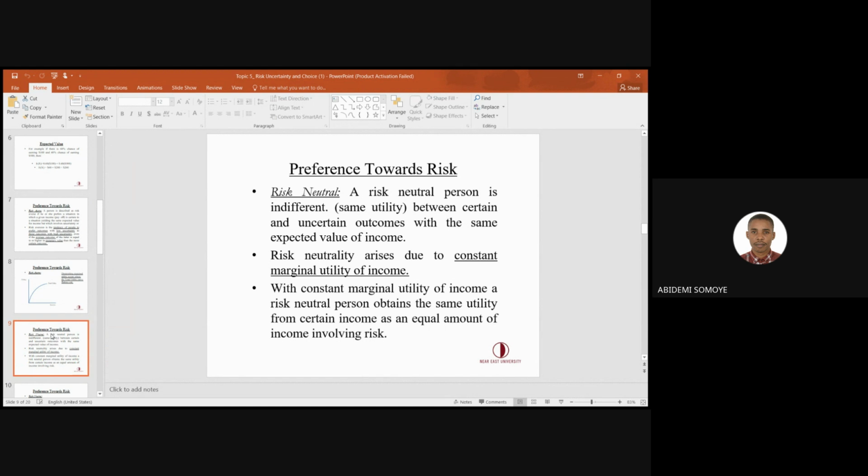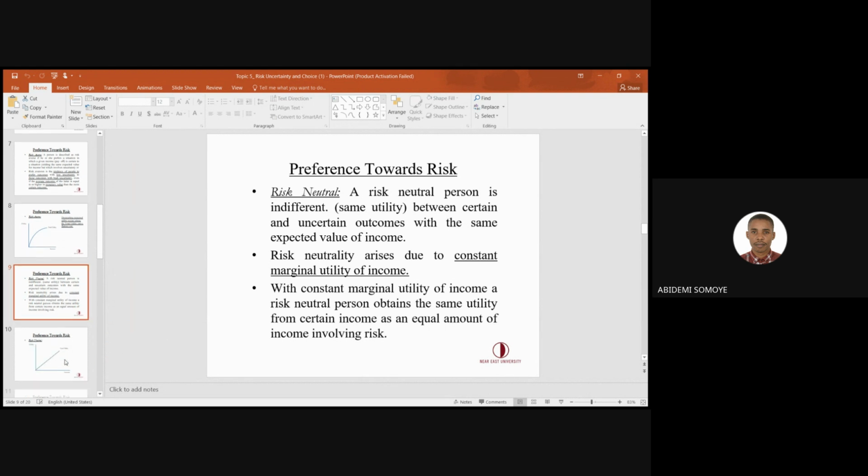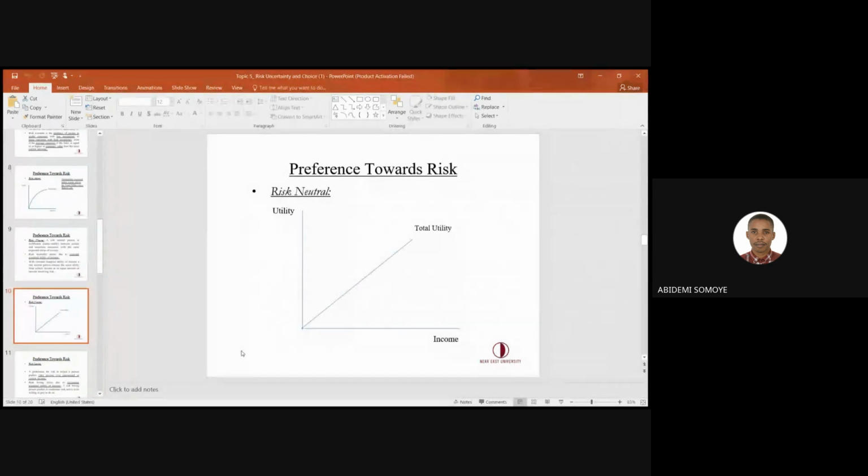Okay, risk neutrality arises due to constant marginal utility of income. With constant marginal utility of income, a risk neutral person obtains the same utility from certain income as an equal amount of income involving risk. Okay, so let's see what the graph looks like. A risk neutral person has constant marginal utility of income, and you can see that the total utility is a straight line. Is a straight line. Okay.